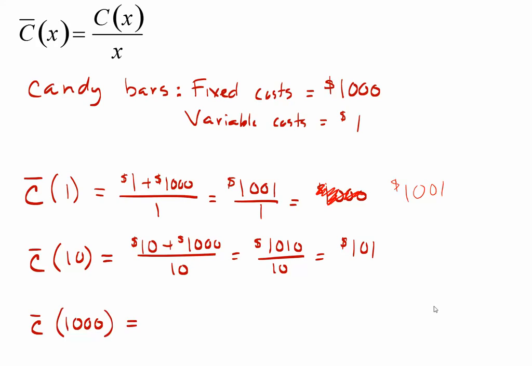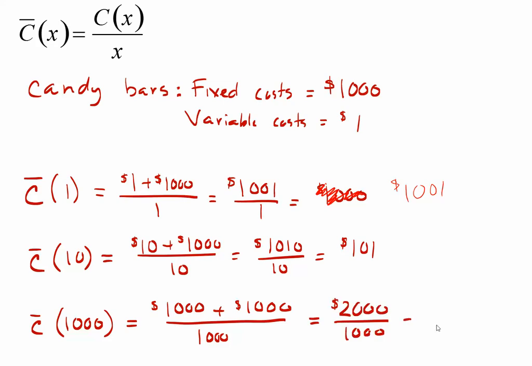How about if I could produce 1,000 candy bars in a single year? What's my average cost per bar? Well, variable cost is 1,000 now. Fixed cost is 1,000, so it's 2,000 divided by 1,000. And if it's good, I think I might just pay $2 for a candy bar. Good? I think that's actually interesting, way interesting.